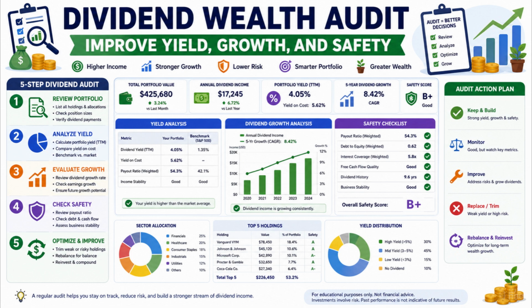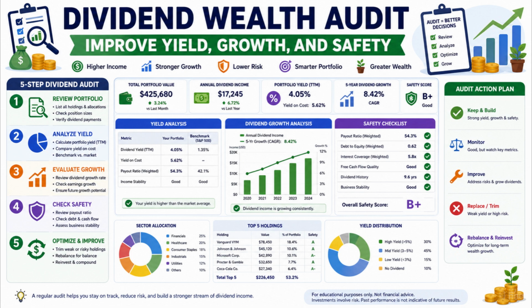The length and consistency of dividend history should also be considered. The example portfolio has an average dividend history of about 9.6 years. Although a long history does not guarantee future payments, it may demonstrate management's commitment to returning cash to shareholders.